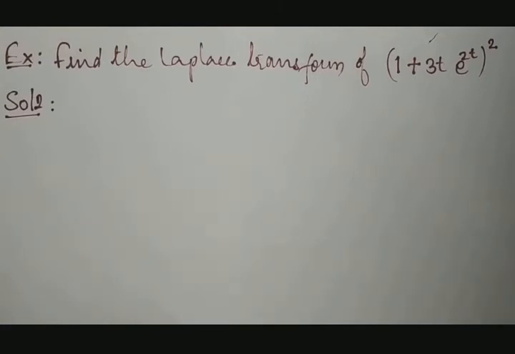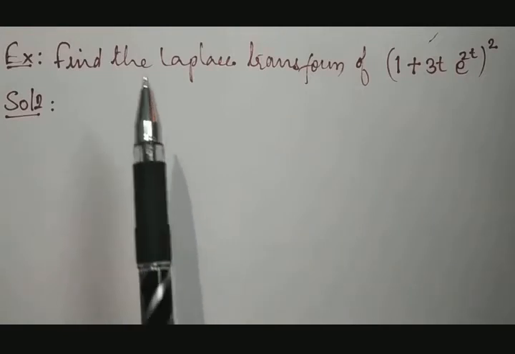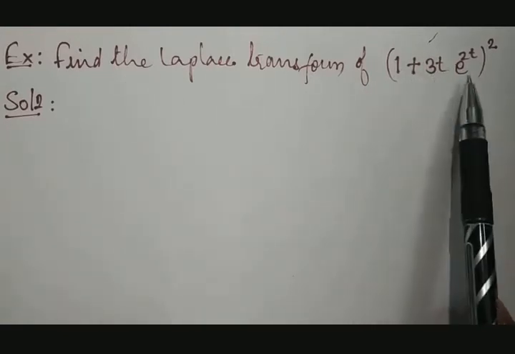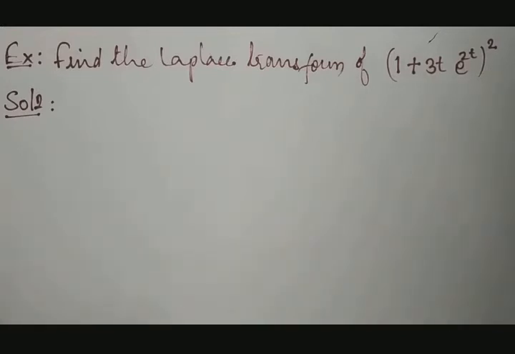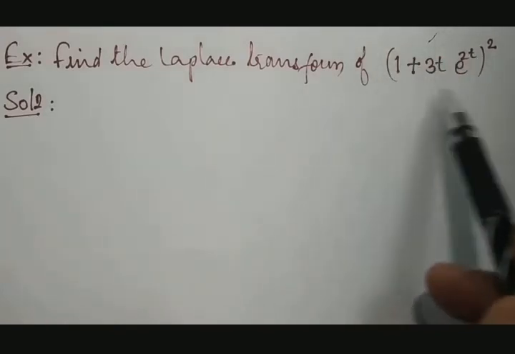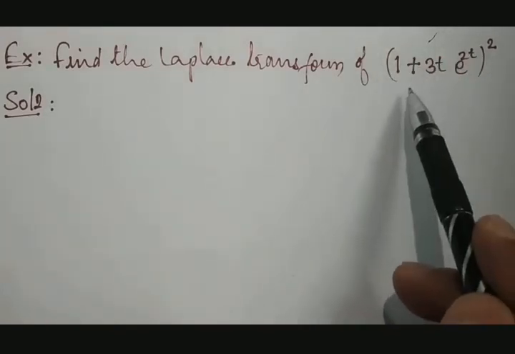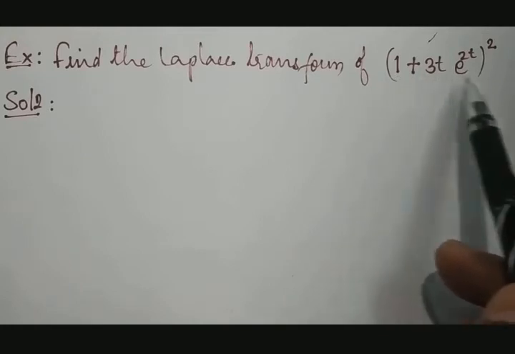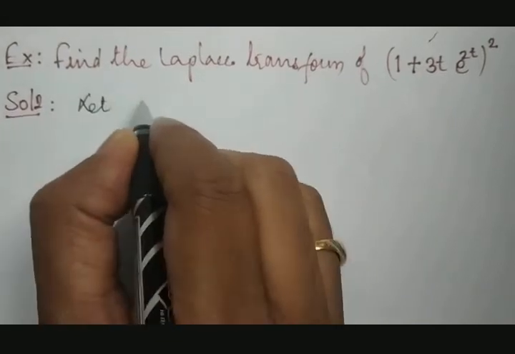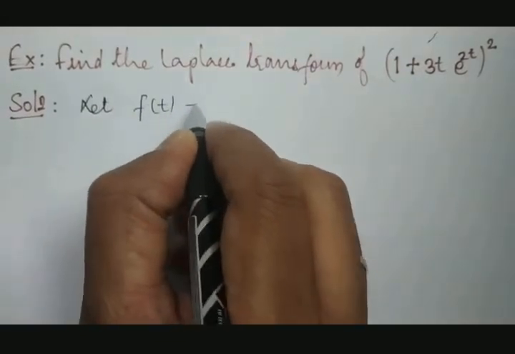Now we are going to discuss an example where we are going to obtain the Laplace transform of (1 plus 3t e^(2t)) the whole square. Okay, so here if you see the example, it is not multiplied by any term like exponential or something. Right now it looks very simple. So what we do, we'll consider the given expression as f of t.